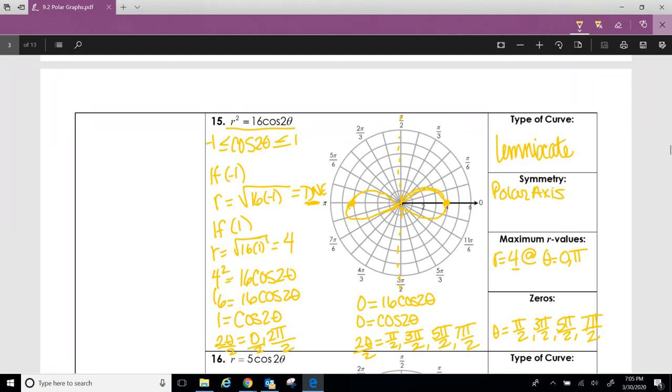Now, I told you earlier this would have 2 other symmetries. So yes, we are indeed symmetrical across the polar axis because this half looks like this half. But do we have any other symmetries? Yes, we do. This half looks like this half, so we're also symmetrical about theta is equal to pi over 2. And we are symmetrical about the pole. So lots of symmetry for this lemniscate.